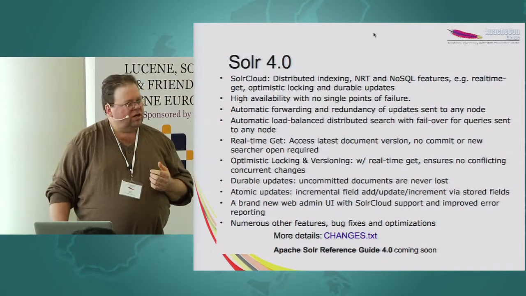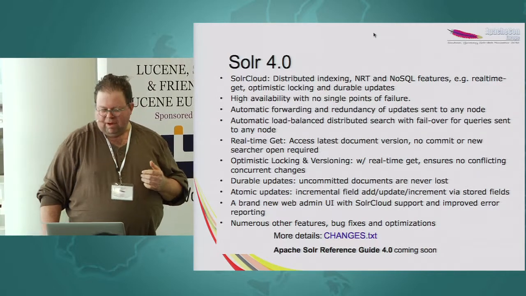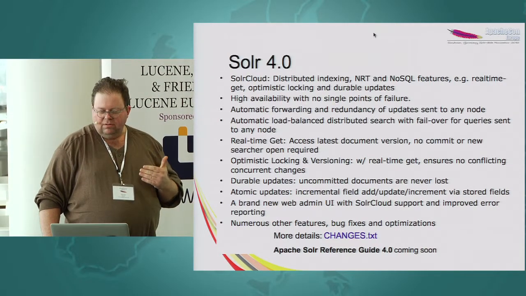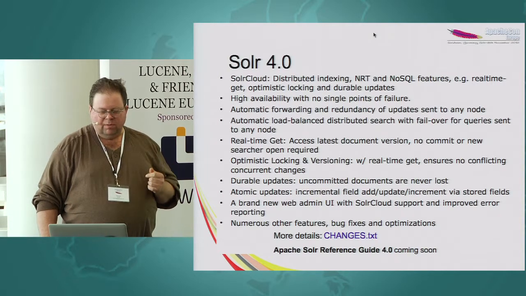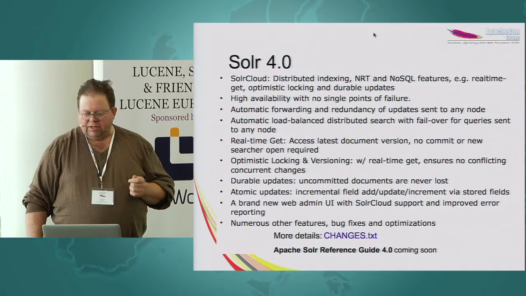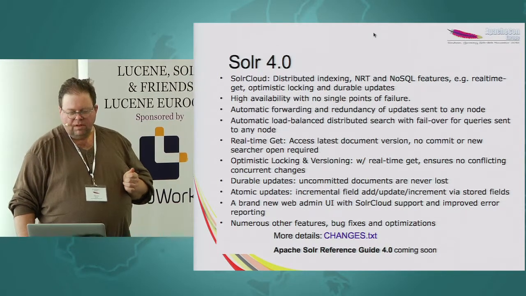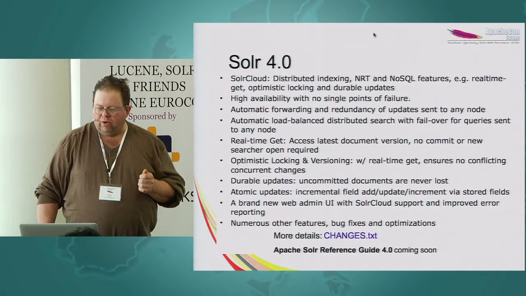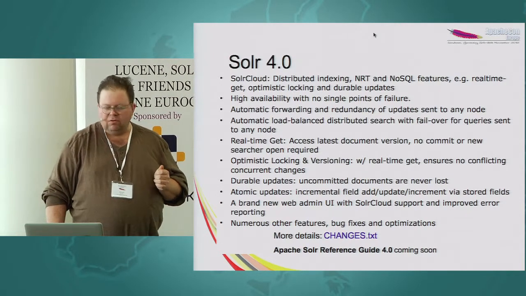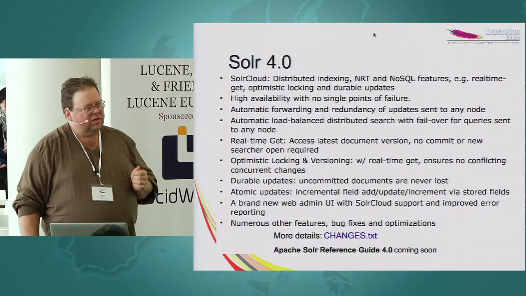But anyway, other speakers are going to be talking about Solr 4 and SolrCloud, so I'm just going to quickly go over these. SolrCloud provides distributed indexing, NRT and NoSQL features, for example, real-time get, optimistic locking, and durable updates. High availability with no single point of failure, automatic forwarding and redundancy of updates sent to any node, automatic load balanced distributed search with failover for queries sent to any node.